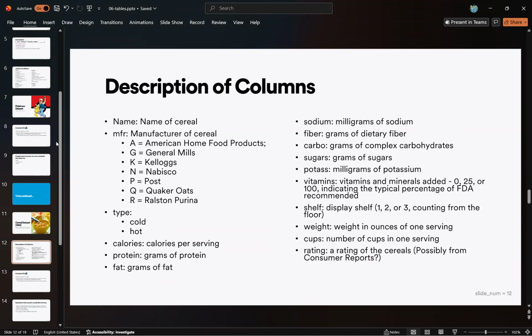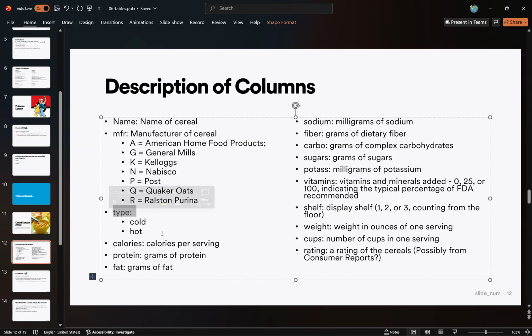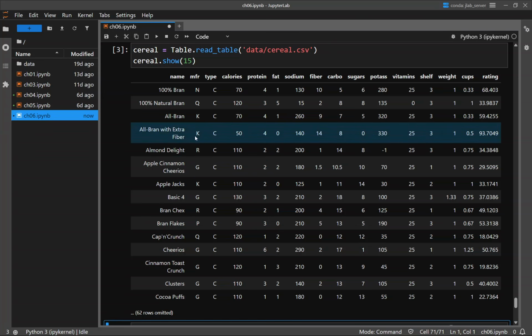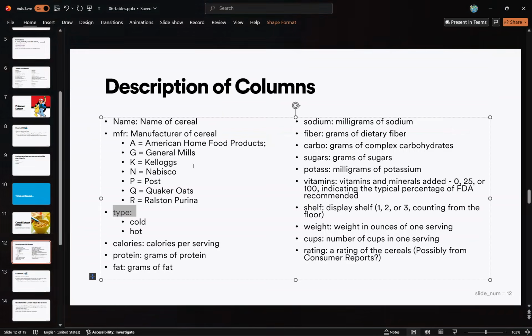Here is the column information. Name, of course, is the name of the cereal. Manufacturer is a code for which manufacturer. Some of them probably have gone out of business since they made this data set, but General Mills and Kellogg's and Nabisco still exist. Post still exists. Cool. I thought Purina was a cat food company, but maybe they used to make cereal. The type of cereal is either cold or hot. Most of them are going to be cold, but C for cold, H for hot.